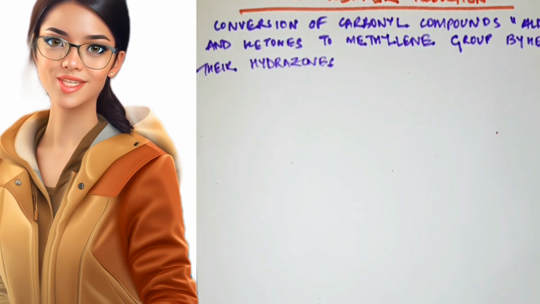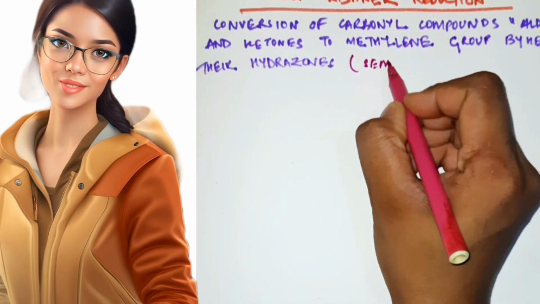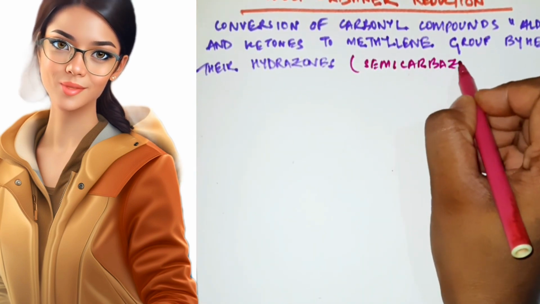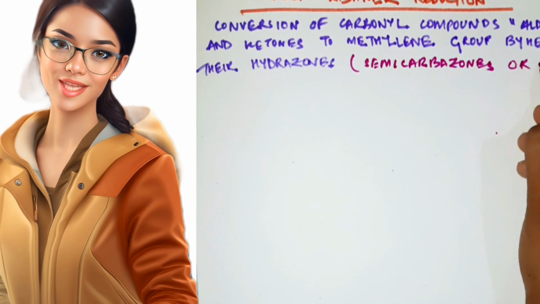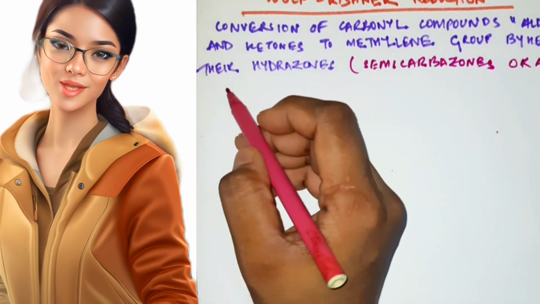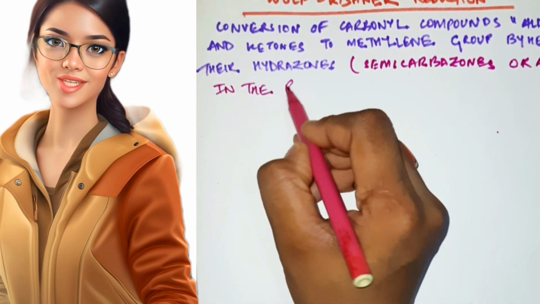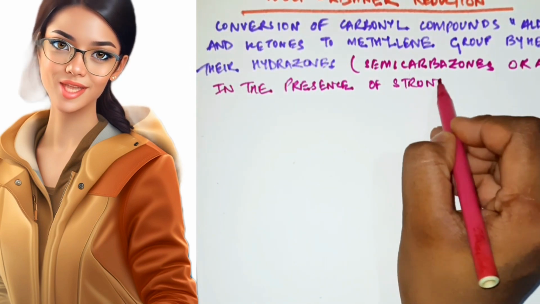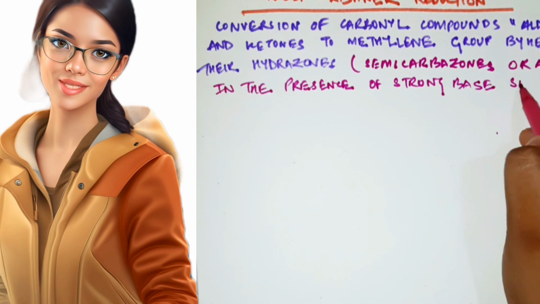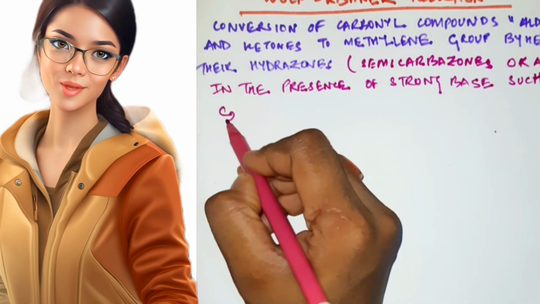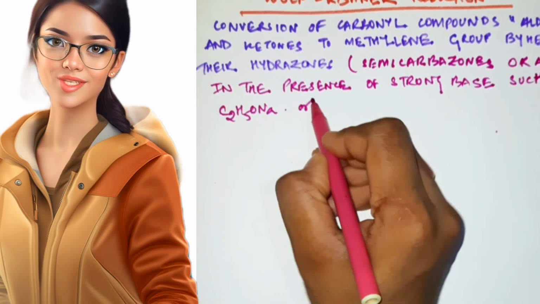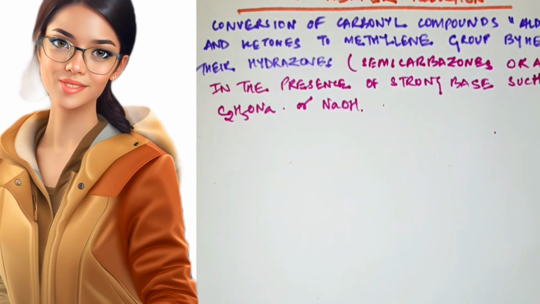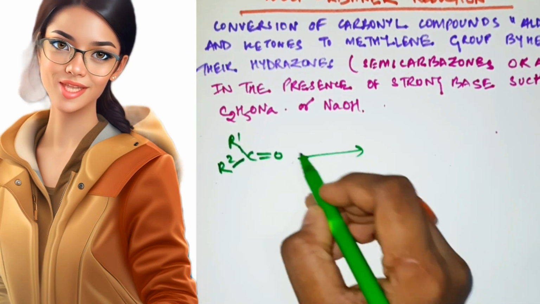So aldehydes and ketones have a C double bond O group, so the oxygen will be removed and replaced by 2 hydrogens. That is only your reduction reaction, and this is done in the presence of hydrazine in a strong base such as C2H5ONa and NaOH. So these are very strong bases.